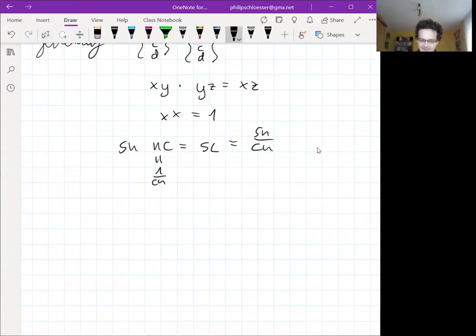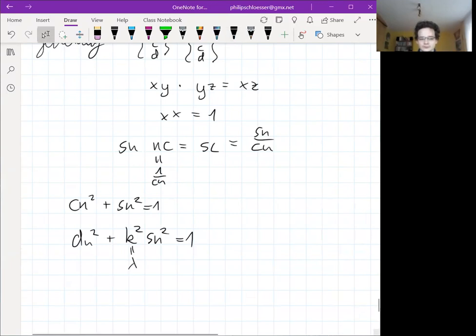And very importantly, between Sn, Cn, and Dn, we also have a few relations. Namely, we have the equivalent of the trigonometric Pythagoras, or let's say exactly the same thing. And secondly, we have another relation, which is this one. And k squared is what we called lambda before.